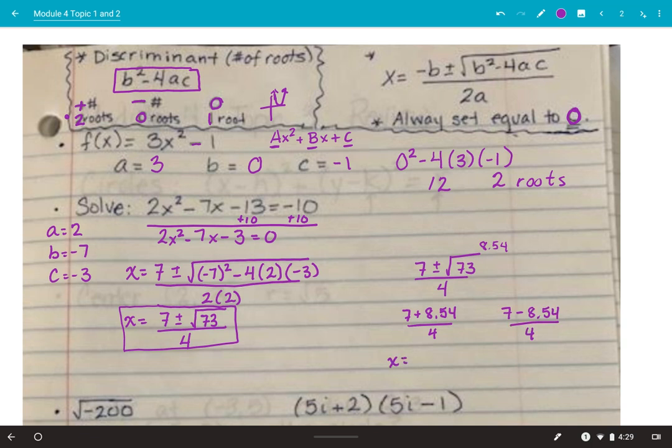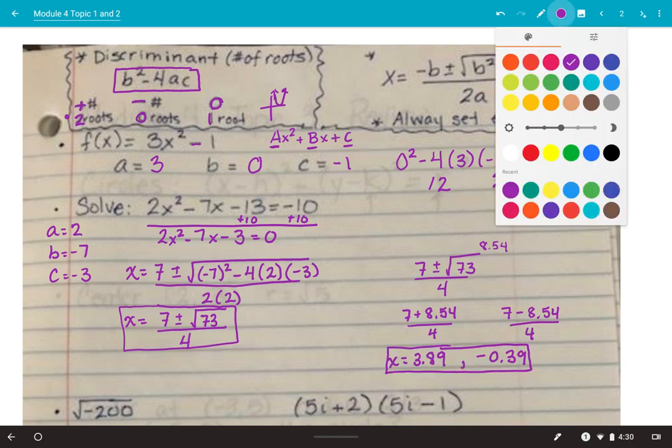So once you plug it in, 7 plus 8.54 divided by 4, you get 3.89. I'm rounding it up. And we do look at tests to see if you were close enough and if we do need to round your answer or not. The next one's negative 0.39. So if they want exact, you're going to do the left. If they want approximate, you're going to do the right. Okay.